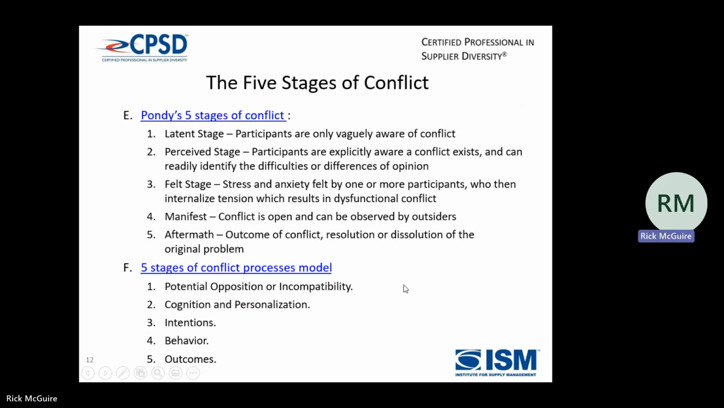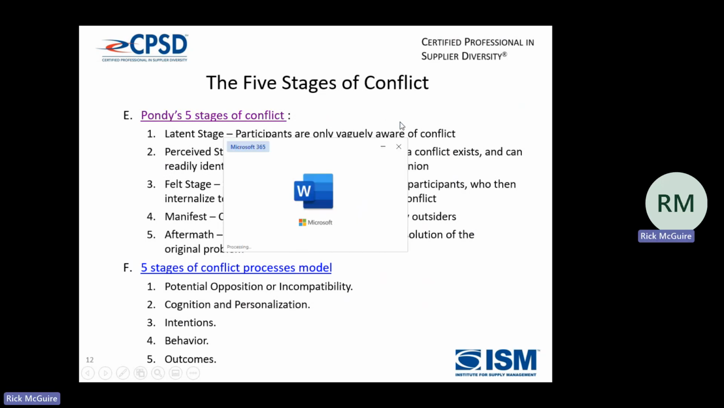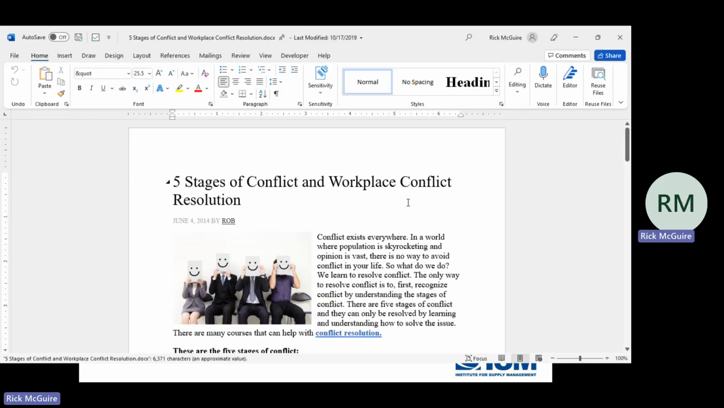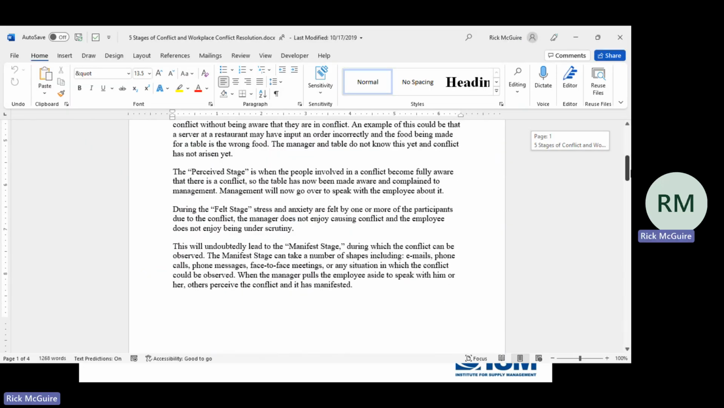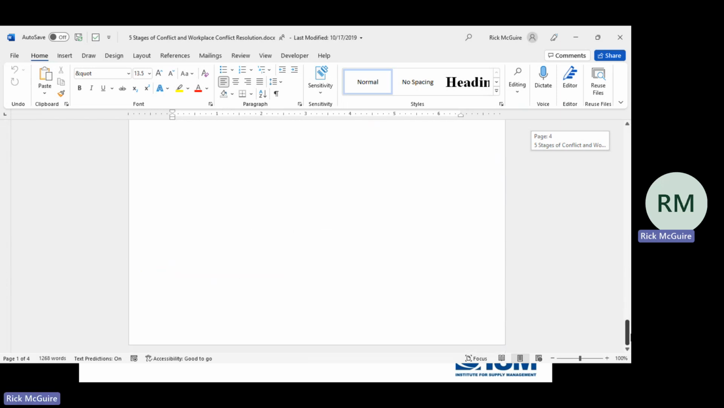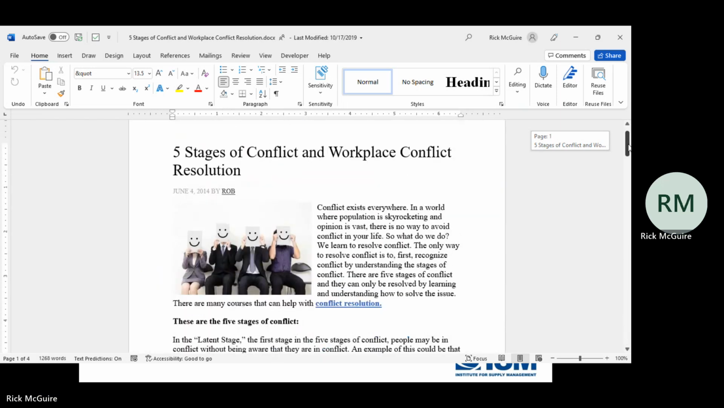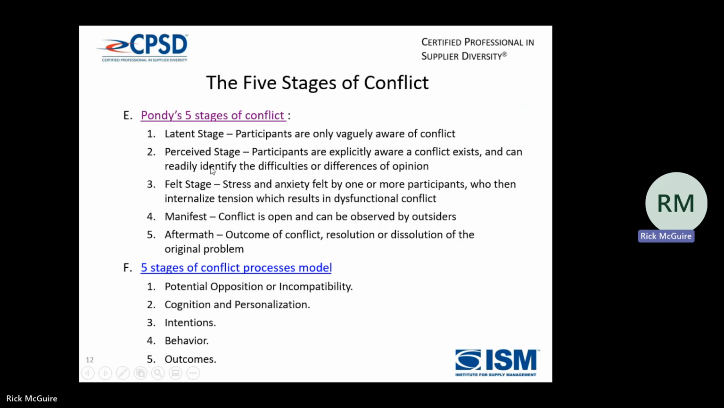All right. There are often questions on Pondy's 5 stages of conflict. I'll just ask you a question like, if this person is doing X, what stage of conflict are they in? So here's all about Pondy and his conflict model. You often see questions on this. There are 5 stages. There's the latent stage, where participants are only vaguely aware of conflict. There's the perceived stage, where participants are explicitly aware conflict exists and can identify the difficulties or differences of opinion.